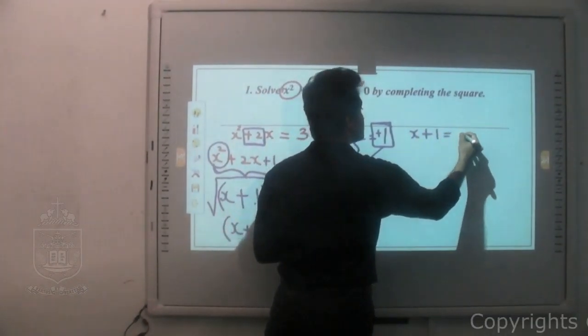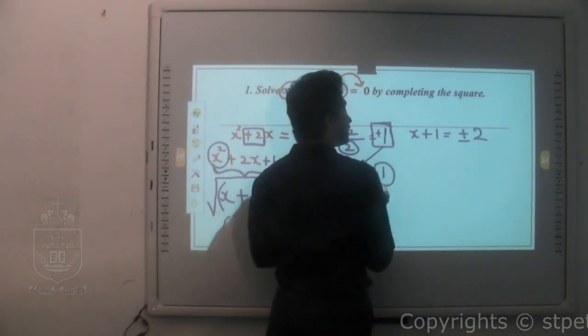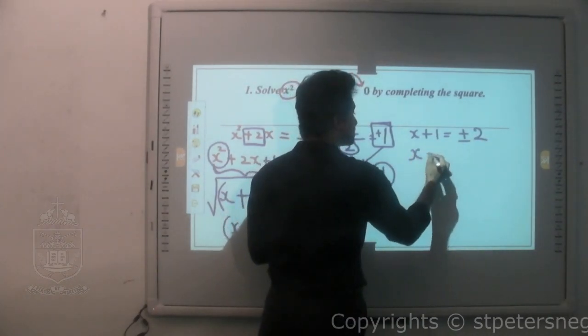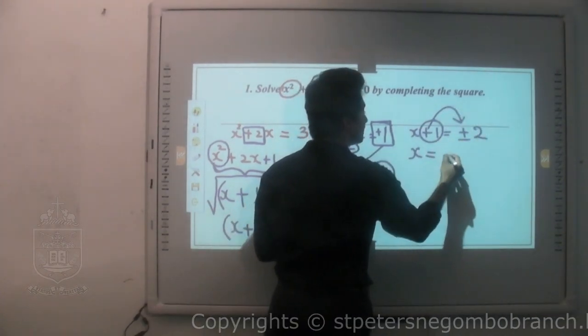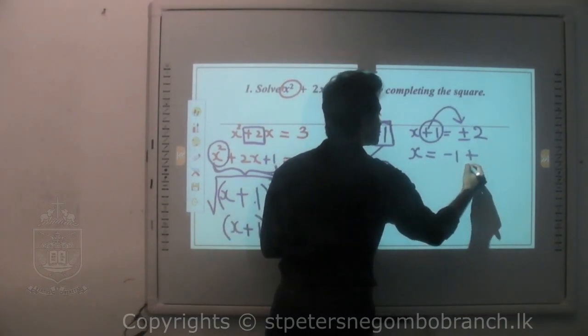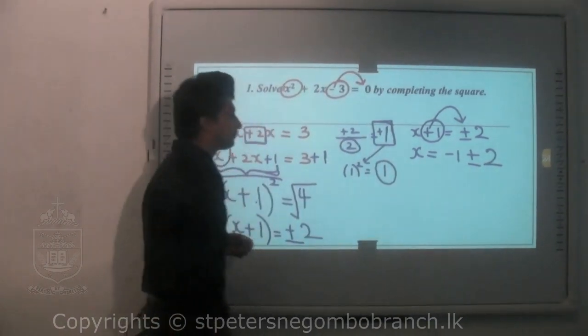x plus 1 equals plus or minus 2. Now, I need to find the value of x. So, keep x alone. Take plus 1 to the other side. It will become minus 1 plus or minus 2.